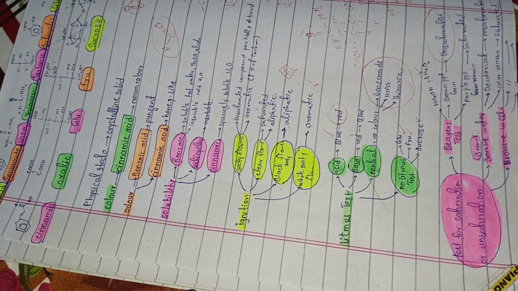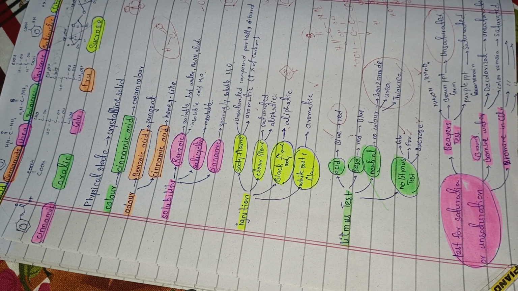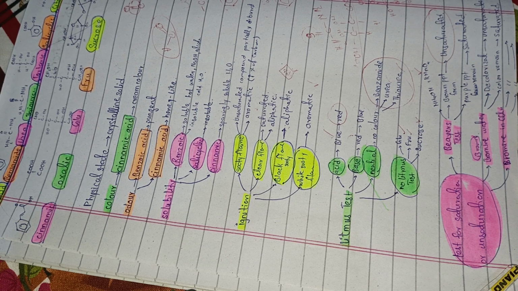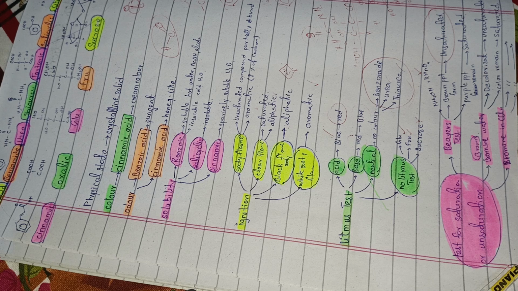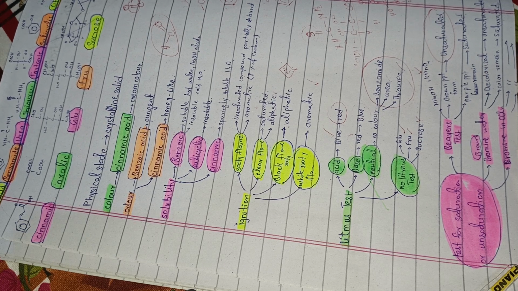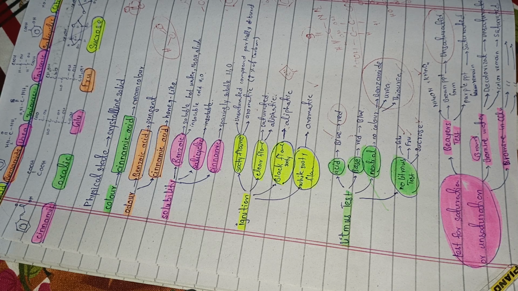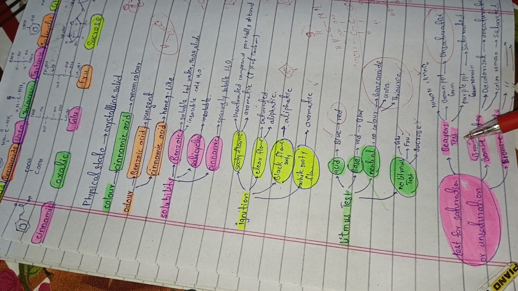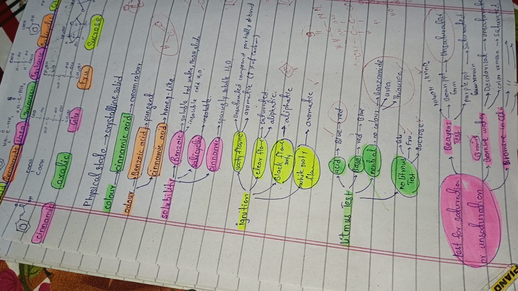Okay, so now we move on to the second test, which is the test for bromine water. Now how do you prepare this bromine water? Very easy. You take some amount of bromine and add water to it, so you can prepare the bromine water. Now you take some amount of your organic compound and dissolve it in your bromine water, and the color of this bromine water is brown.